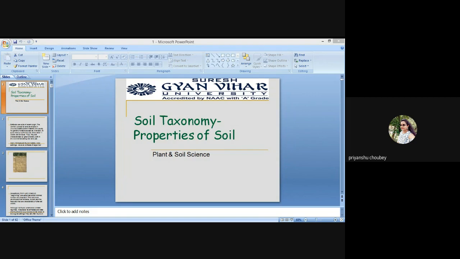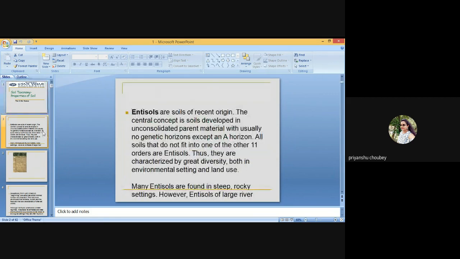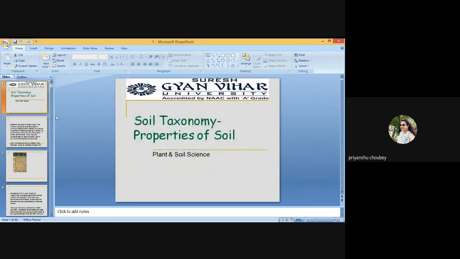Today we're going to talk about soil taxonomy, properties of soil, and how many types are available in India according to the Indian Society of Soil Science. So let's see what a soil taxonomy is. Soil taxonomy structure: categories in soil taxonomy.